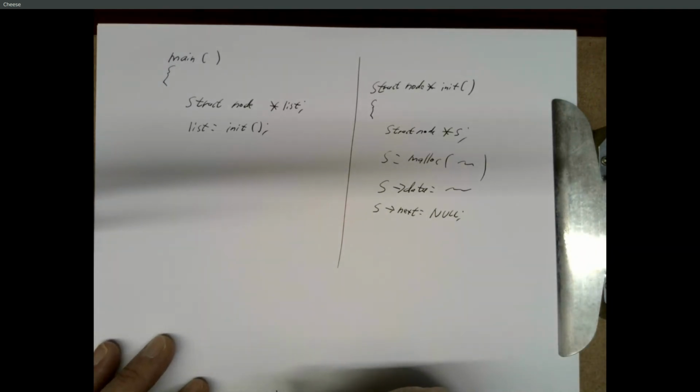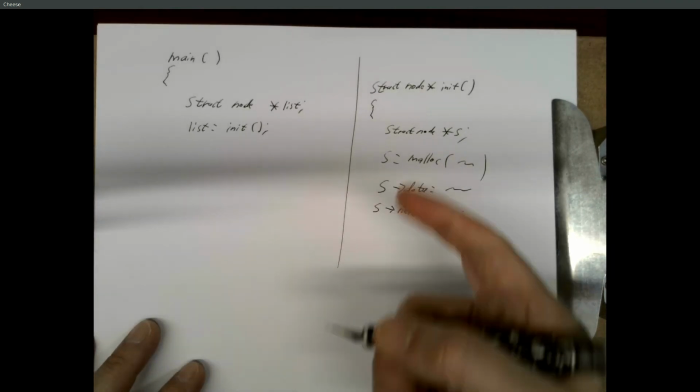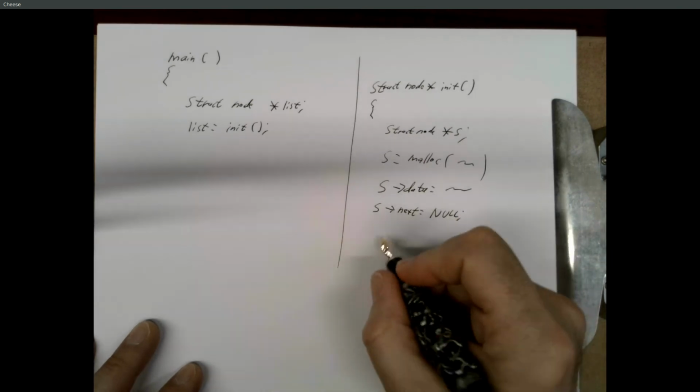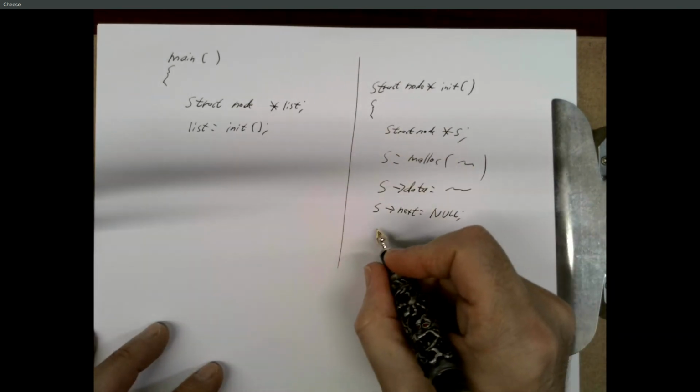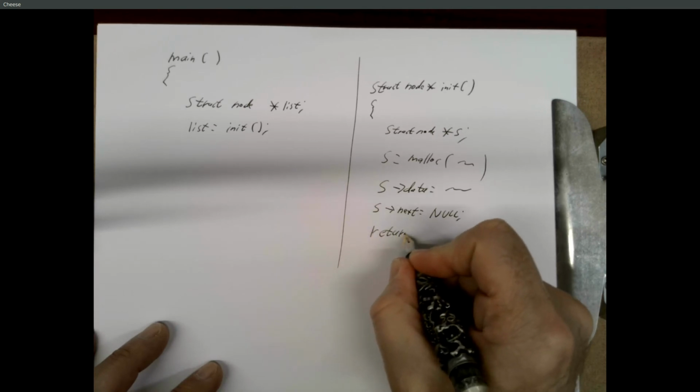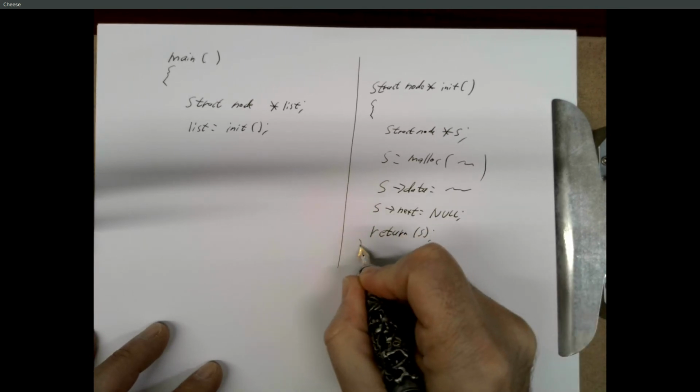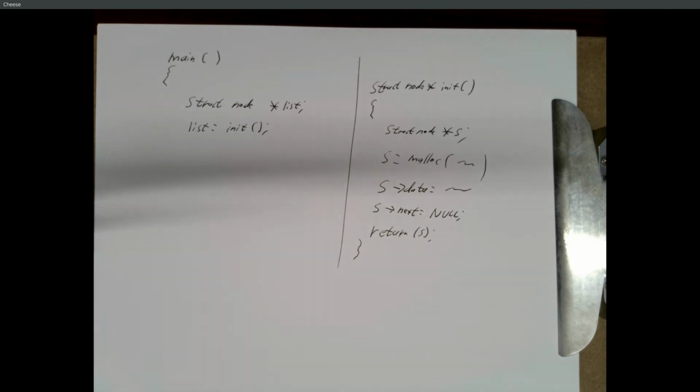And the main program in PA1 knows the sentinel is at location 0. It doesn't know that in PA2, so we have to tell it where this sentinel node is in memory. Well, where is it? It's at S. S is the address of that sentinel node. So we return S. And there's your init.